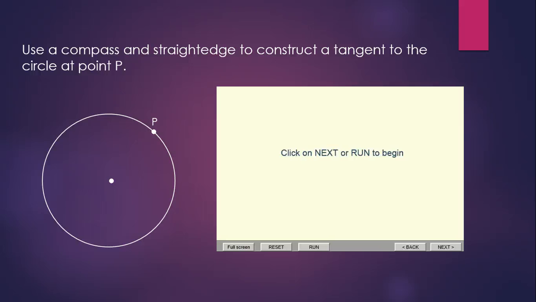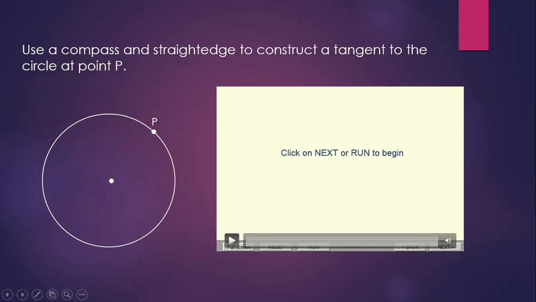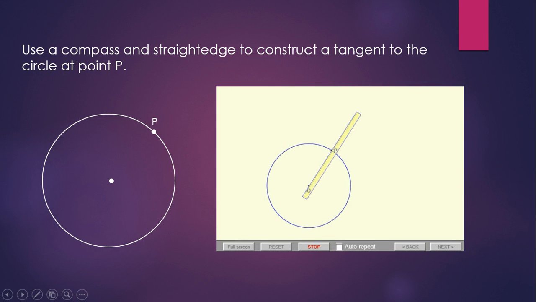Use a compass and straightedge to construct a tangent to the circle at point P. So we're going to use the fact that a tangent to this circle has to be perpendicular to the radius that goes from the center to P. So we could start by drawing a line segment that passes through O and P, and then we're just constructing a perpendicular to that line segment that goes through point P. That perpendicular is tangent to the circle at point P.